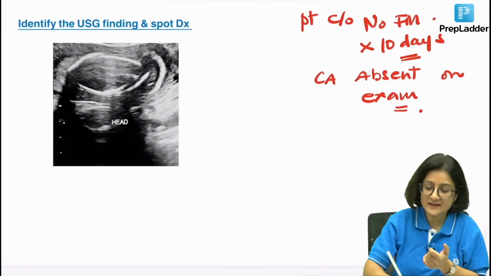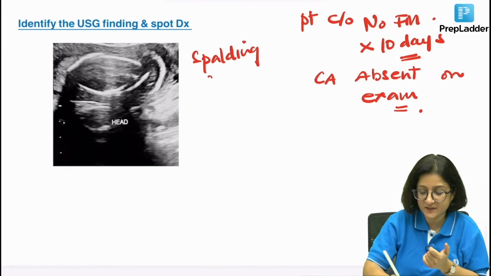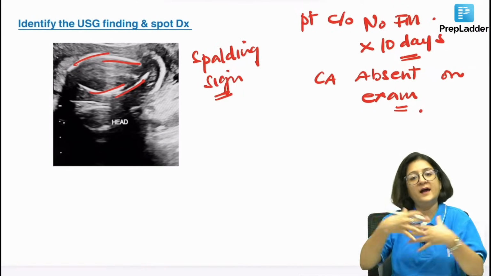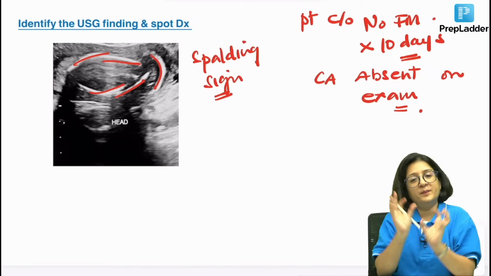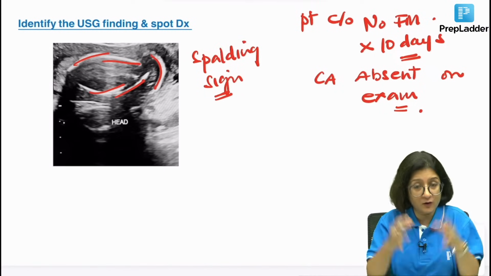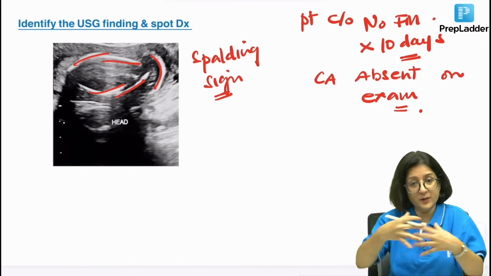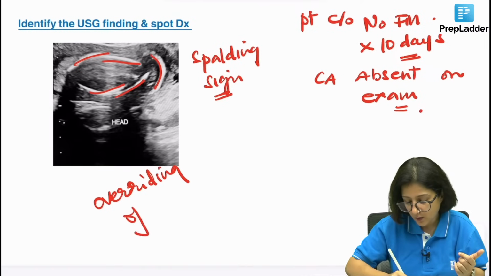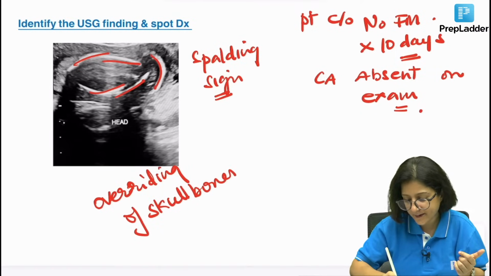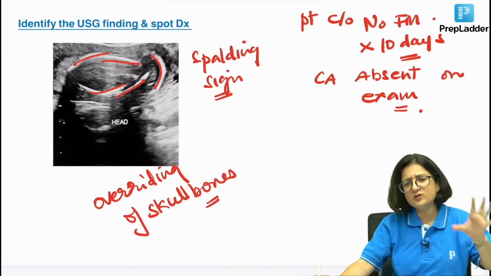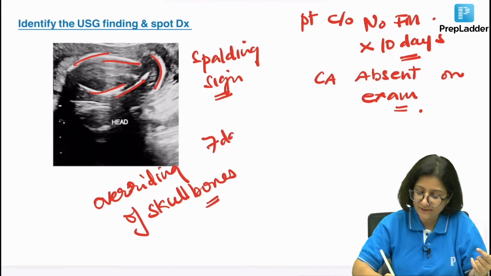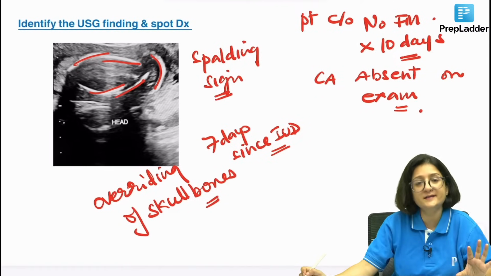Identify, yes, this is Spalding sign. Now you get it, this is Spalding sign. What is Spalding sign? Can you see the bones of the scalp? They are scalloping, right? Because decomposition has set in of the brain matter, so the bones are overlapping each other. So, overriding of skull bones, right? And it typically takes about 7 days. By 7 days it should be there. Okay, it will not be immediately seen. So 7 days since IUD, it will be seen. So this is Spalding sign.